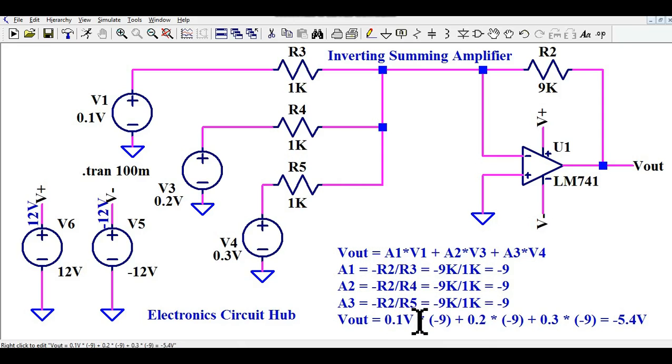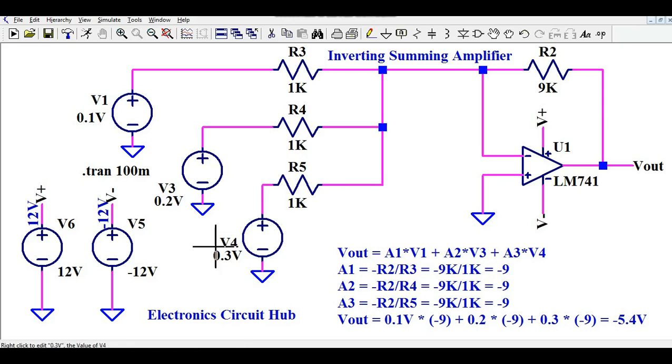So 0.1 into 9 volt plus 0.2 into 9 volt plus 0.3 into 9 volt, and if you calculate, you can see here it's minus 5.4 volt. Okay, you may ask why we have V5 and V6. V5 is minus 12 volt and V6 is plus 12 volt. So these are basically the supply of your LM741, the supply of your operational amplifier.